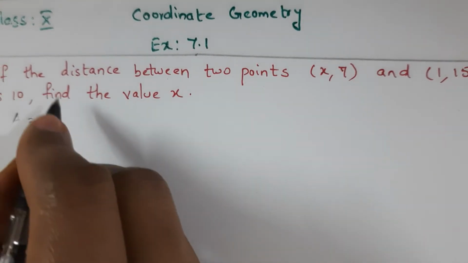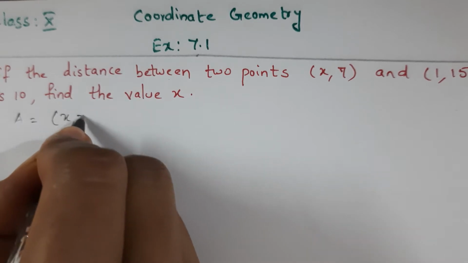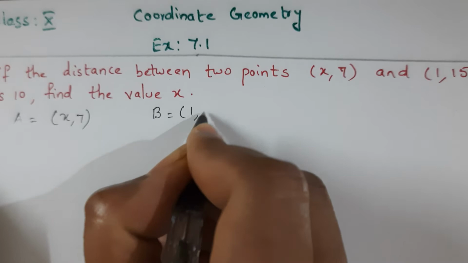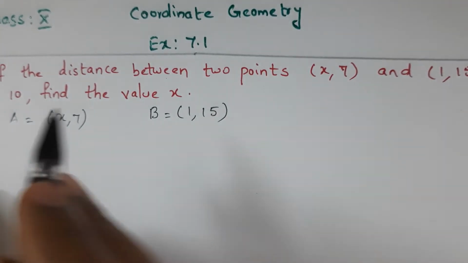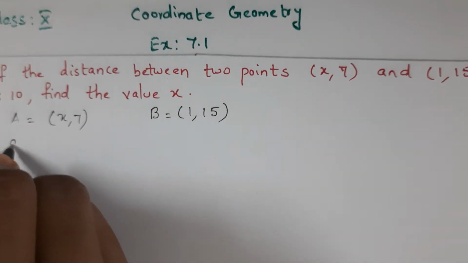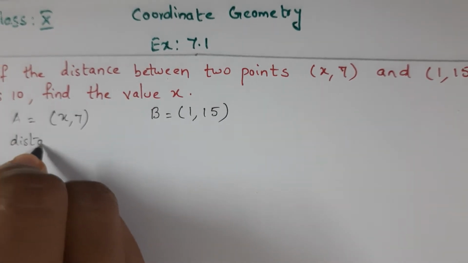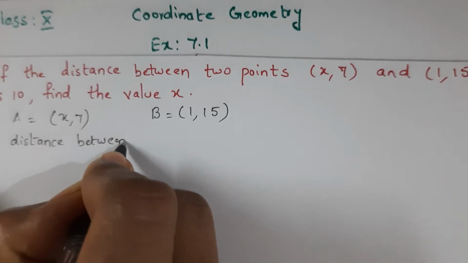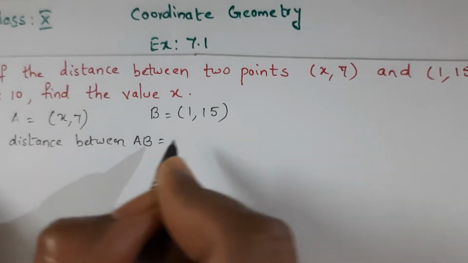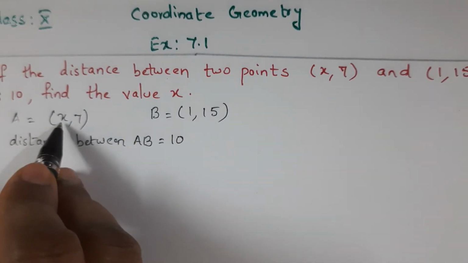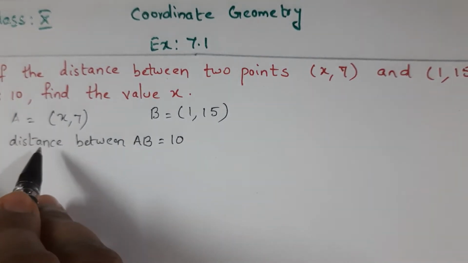a is equal to x comma 7 and b is equal to 1 comma 5. So the distance between these 2 points is given here. So the distance between AB is equal to 10. So now here we have to find out the x value.